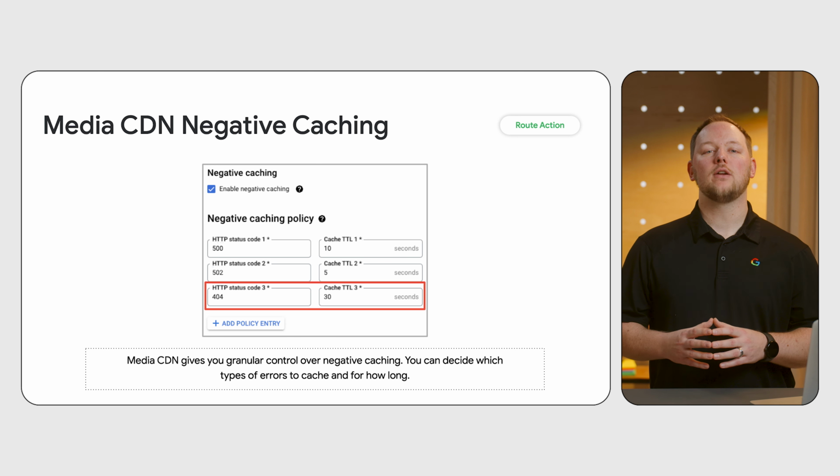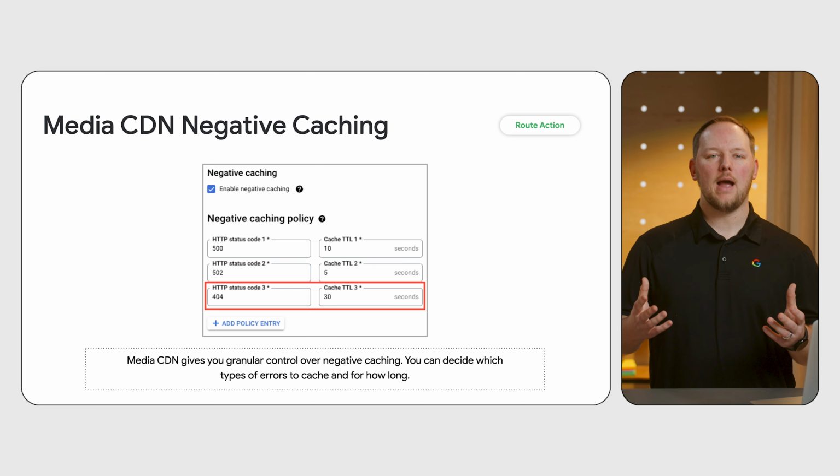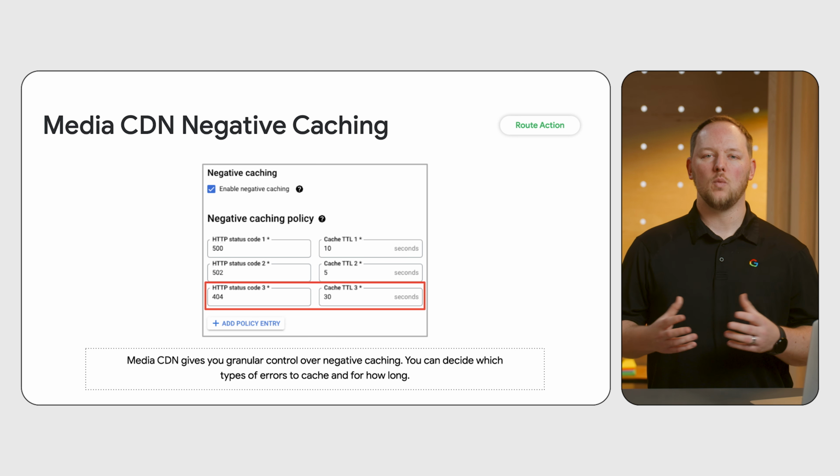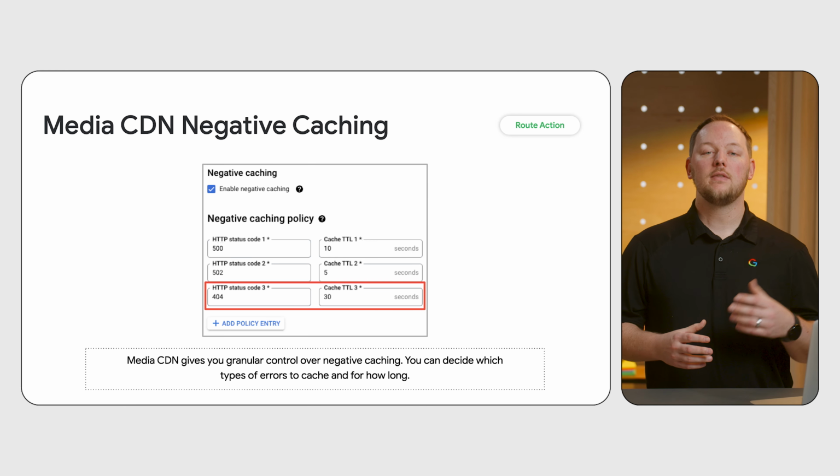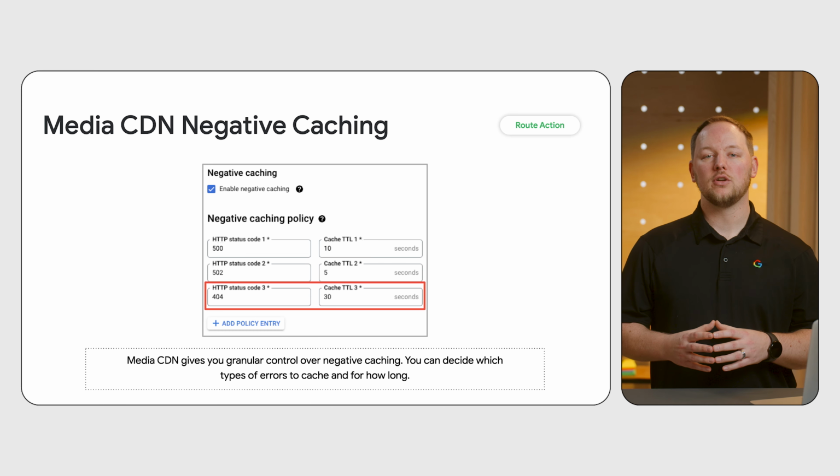Media CDN gives you granular control over negative caching by allowing you to specify which error statuses you want to cache and for how long. This allows you to fine-tune your content delivery strategy, ensuring optimal performance even when things don't go as planned. Now that we've learned what the CDN policy is and its components, let's dive into a quick demo. In this demo, we'll review what cache modes are and how they work. We'll demonstrate how cache modes can affect the cacheability of an object, and we'll review how negative caching works.